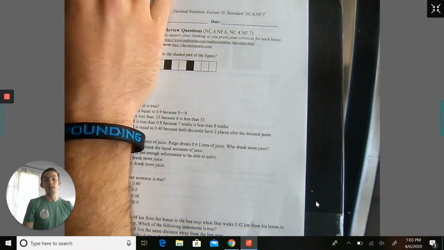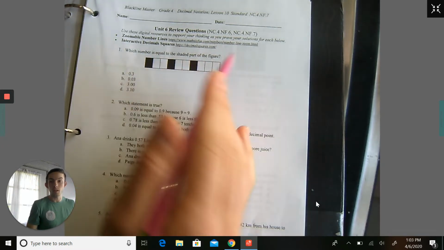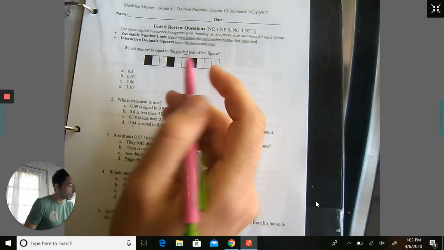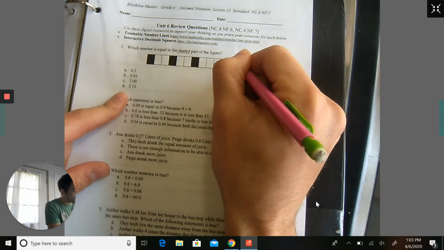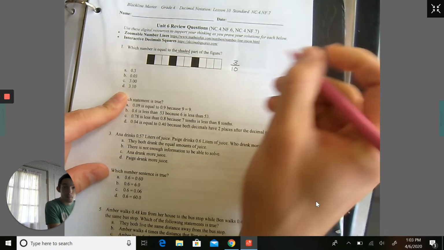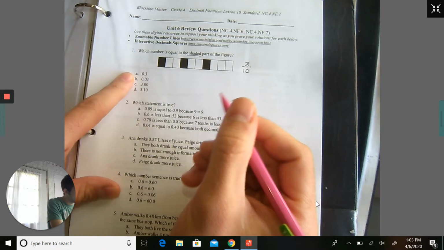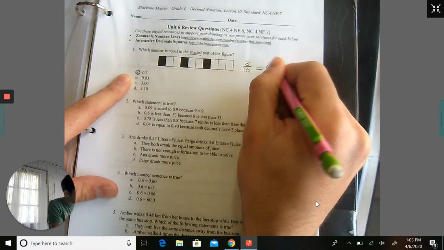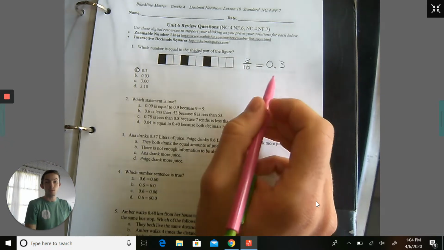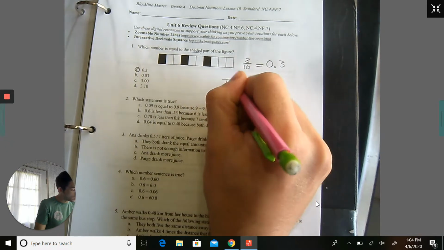So here is us going over the answers together as if we would in class, okay? All right, so which number is equal to the shaded part of the figure? What you want to do is you look for the shaded part. So out of 1, 2, 3, 4, 5, 6, 7, 8, 9, 10 pieces, we see that 1, 2, 3 are shaded in. As a fraction, we know that that is 3 over 10. But I don't see 3/10 written as a fraction here. I see 3/10 as a decimal that is in the tenths place. So 3/10 as a fraction is equal to 0.3 as a decimal. 3/10 is what you would say for both. 3/10.